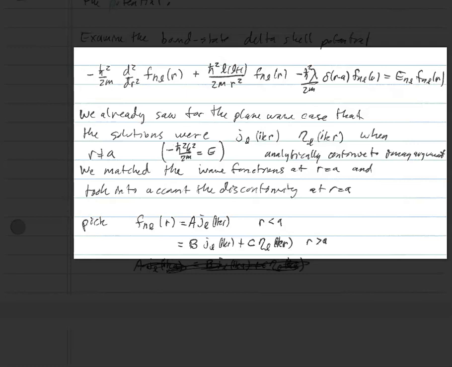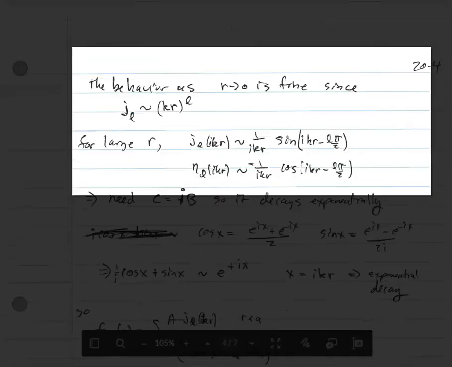to 0. So f_nl of r will equal some constant A times j_l of ikr when r is less than a. But when r is bigger than a, I can have either linear combination, B times j_l of ikr plus C times eta_l of ikr. And now we're going to use a trick to figure out what the ratio of B to C is.